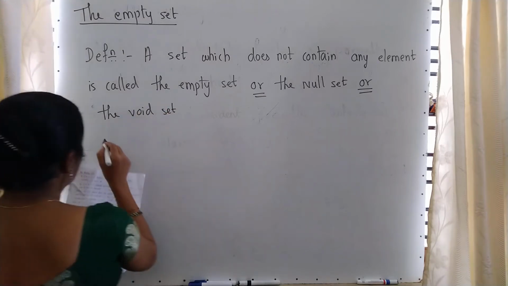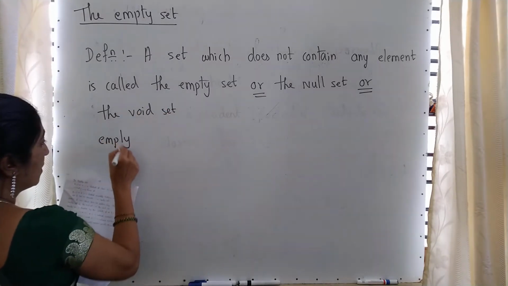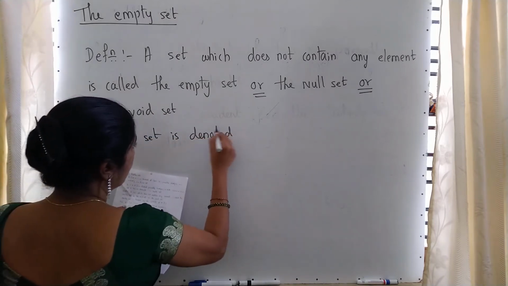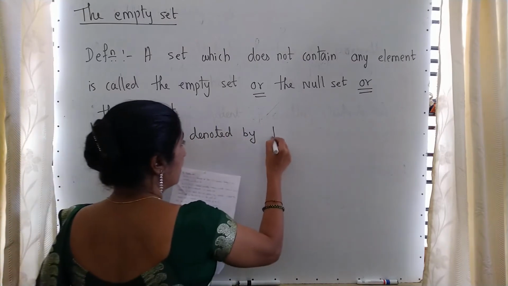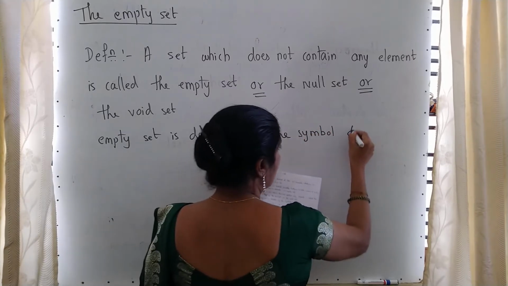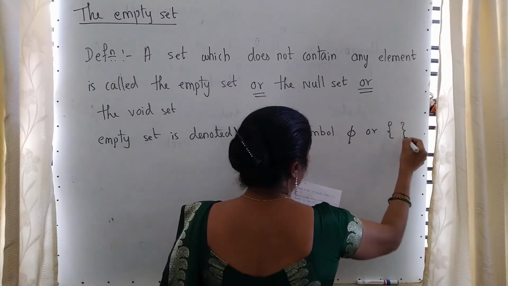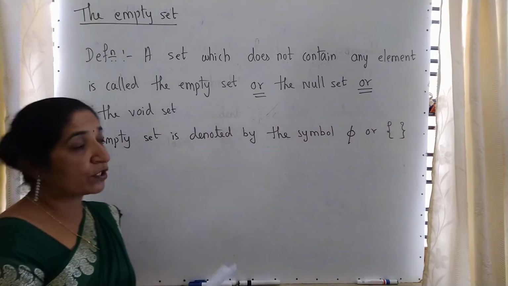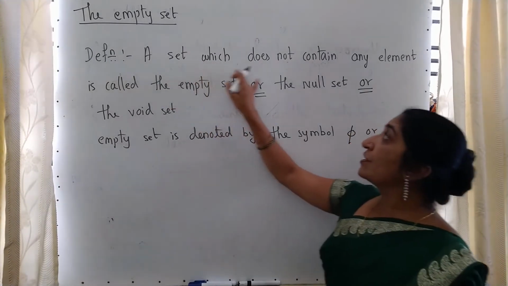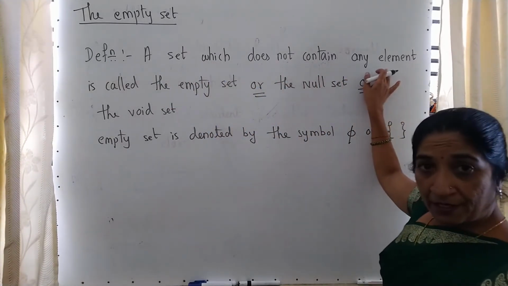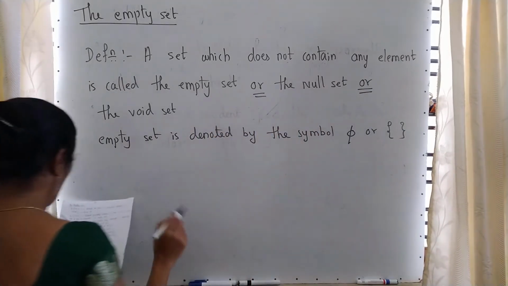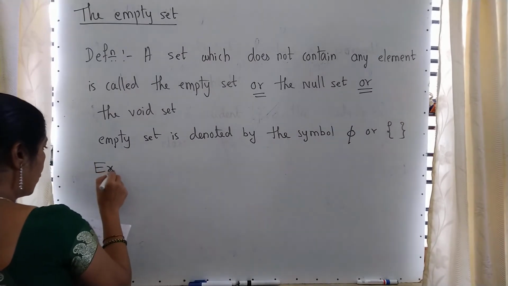Remember it. Next, how to denote the empty set? The empty set is denoted by the symbol. This is a symbol, or sometimes we can write the flower bracket like this. Now it is simple, isn't it? Then tell me, what is an empty set? An empty set is nothing but a set which does not contain any element, called the empty set or the null set or the void set. Is it very simple? Moving to the example.